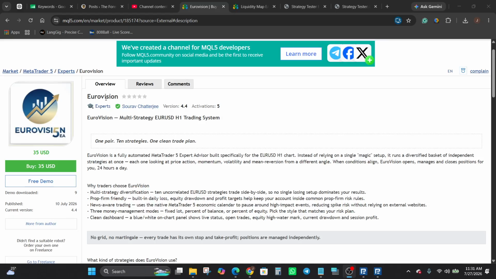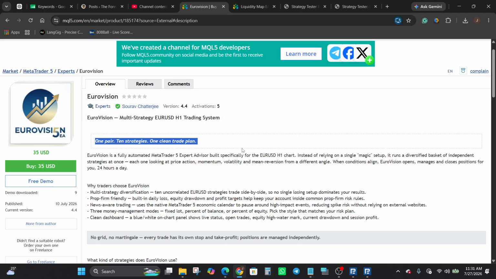Now, Eurovision is built for MetaTrader 5. So let's quickly walk through the marketplace page from the top. It is developed by Saurav Chatterjee and it's currently in version 4.4 with 5 activations. It is priced at just $35 US. The tagline sums up the pitch: one pair, 10 strategies, one clean trade plan.